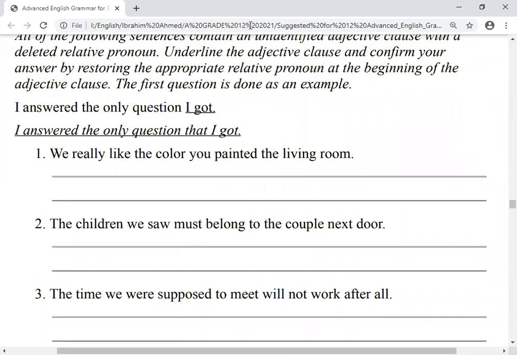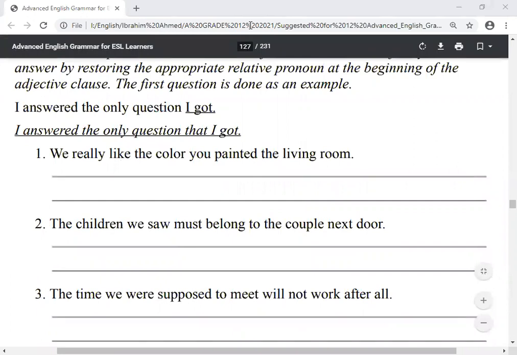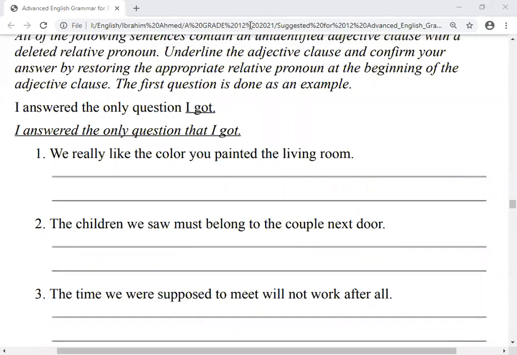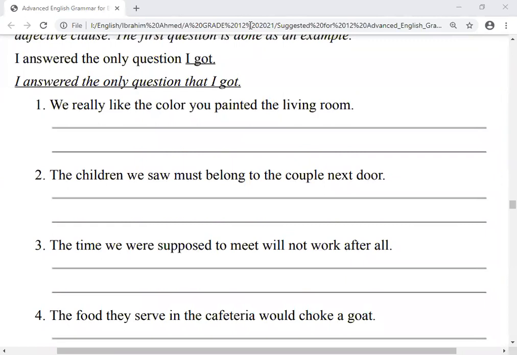Sentence 2. Is Basant back, guys? Basant? So Minna or Mirna? Who wants to answer number 2? Okay, Minna, go ahead.